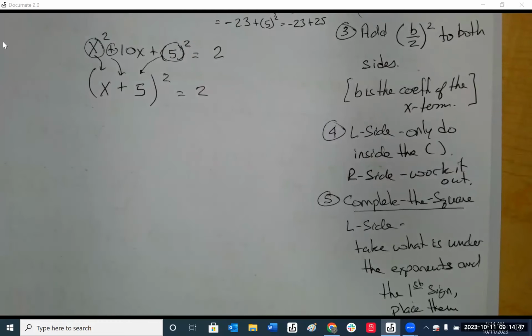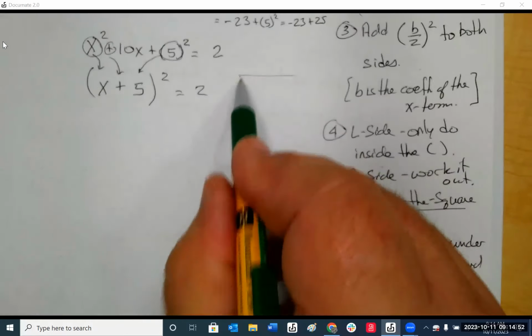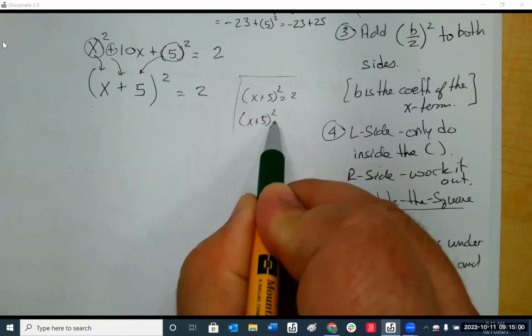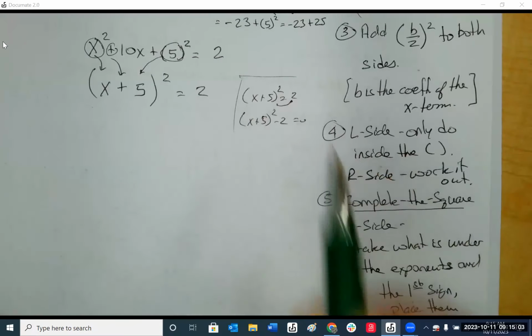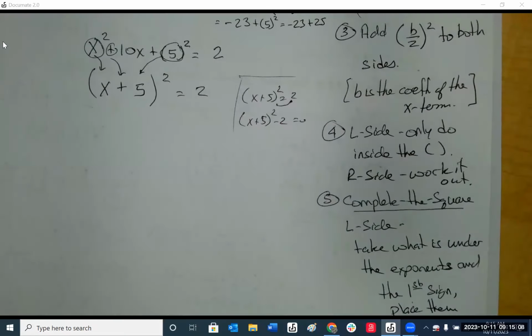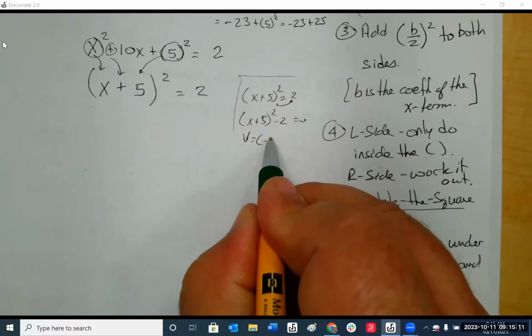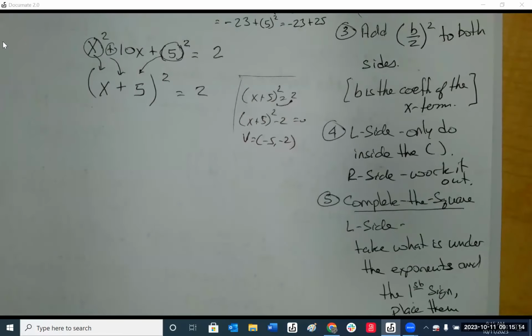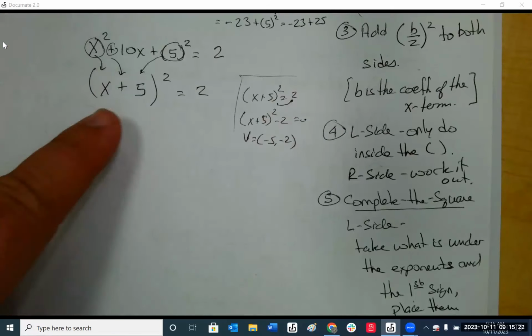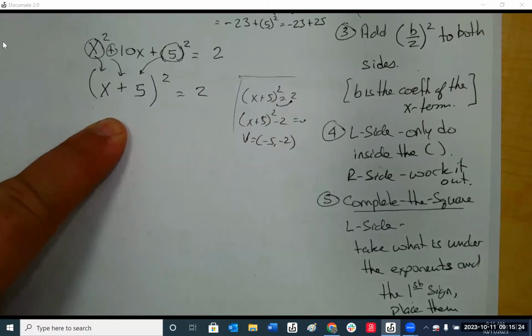If we were looking for the vertex, all I would have to do here is set it equal to 0. In other words, move the constant term to the other side. If I move the 2 over here, now I have the vertex form. The vertex is at -5, -2. But I want to know what the x-intercepts are. That's where I'm going to go here.